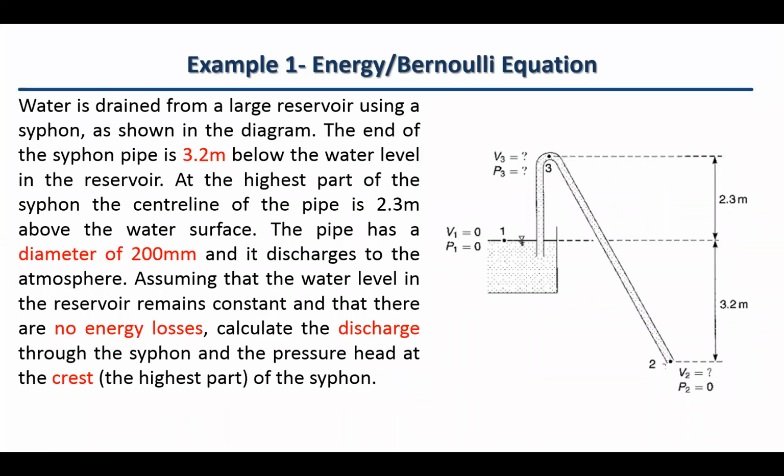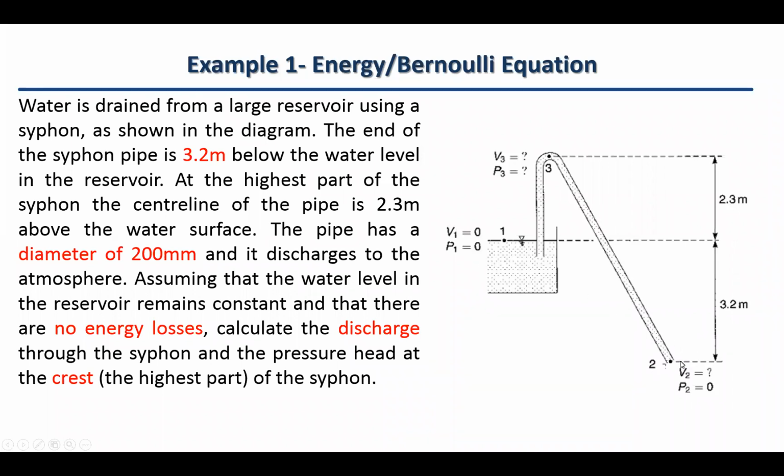Okay, let's look at some examples here. The first example in the Bernoulli energy equation is pretty straightforward, but there are some points here. We have a siphon, and the point here is that the water is drained from a large reservoir. Imagine this is a very big reservoir, and by using a siphon, which is a very common hydraulic structure, we are going to just drain or abstract or withdraw the water from the reservoir or from the lake.